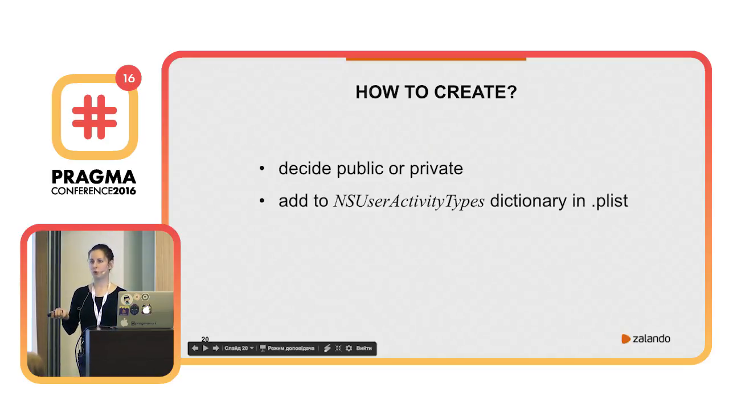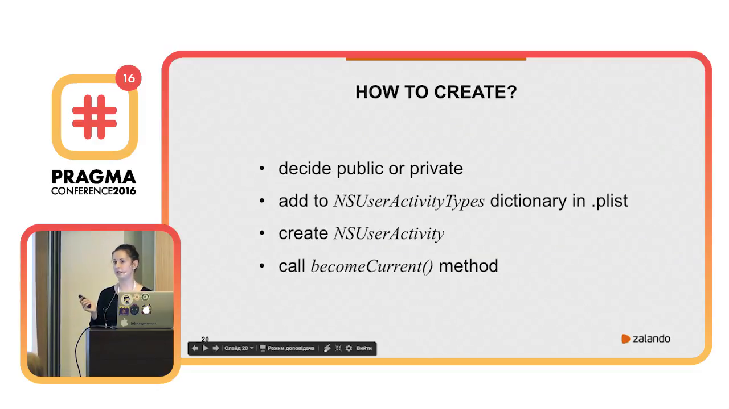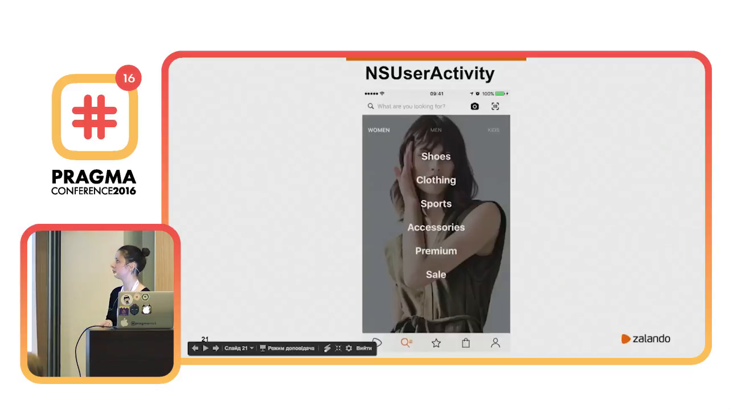Then you need to add a user activity type into your plist. You can name it whatever you want, but if you want to support handoff, you need to specify it as the application bundle name and then dot activity name. Then it will support handoff also. Then you need to create a user activity in your view controller or wherever you want to use it. And you say, please, this activity becomes current.